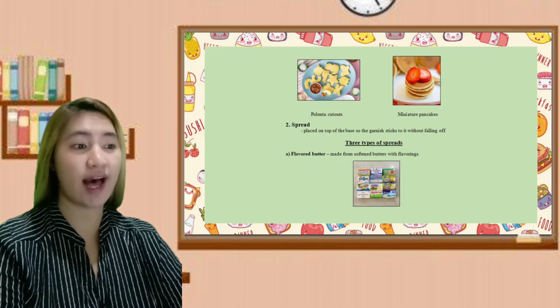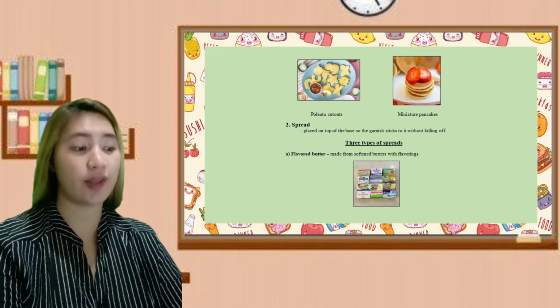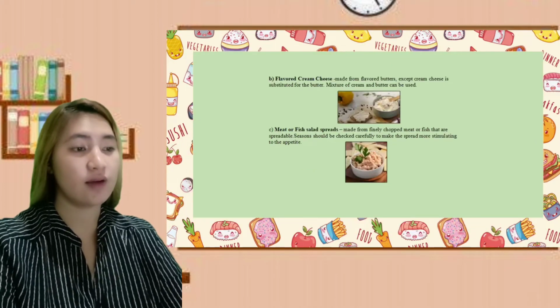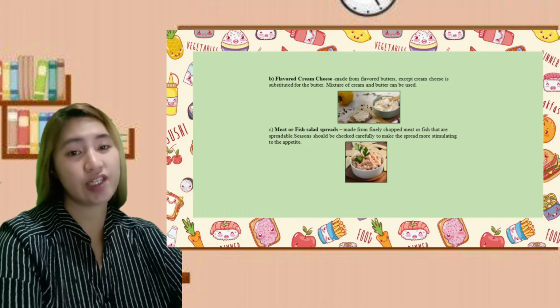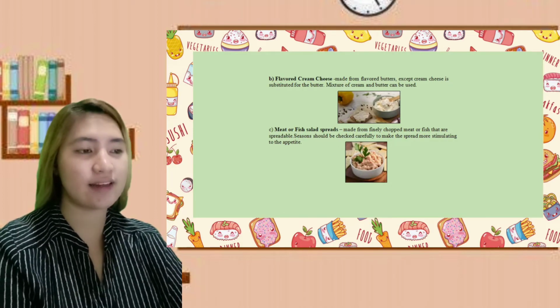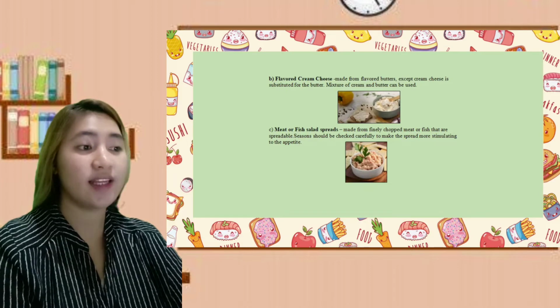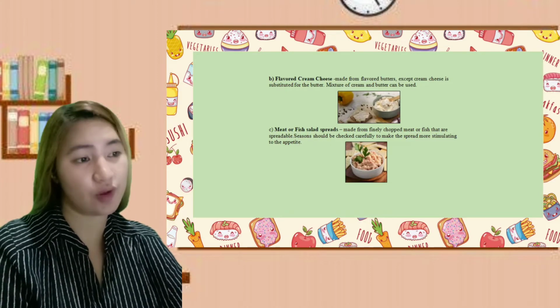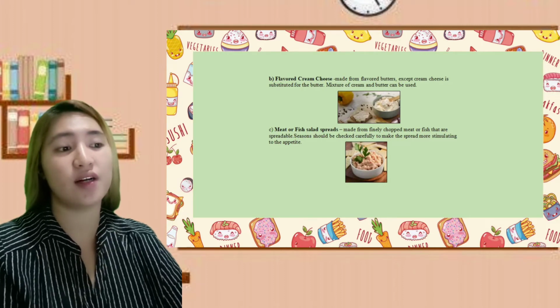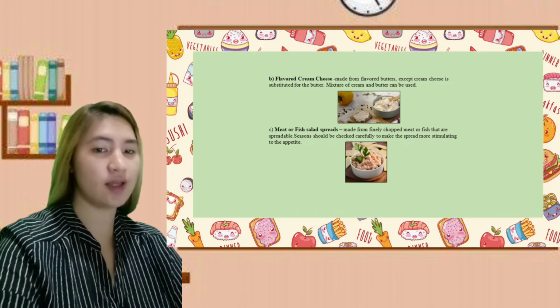So, in spread, we have three types of spread, which are flavored butter, flavored cream cheese, and meat, fish, or salad spread. This is the normal spread that we use, like the tuna, century tuna, to which we add mayonnaise and other seasonings. So, it can also be normal fish, or you can make it with meat, ground pork, or ground beef, anything you want to put on your canapé.